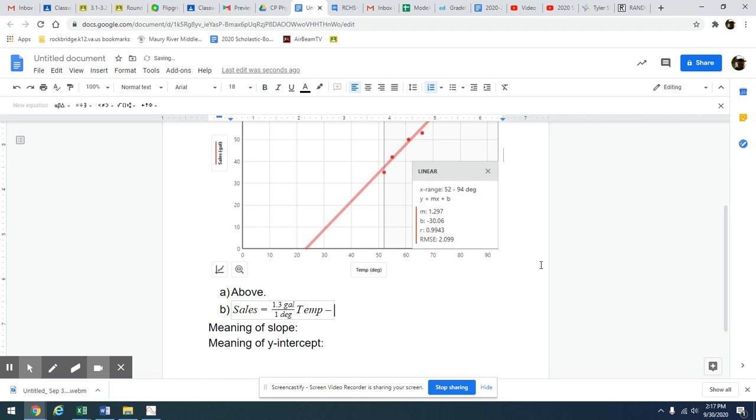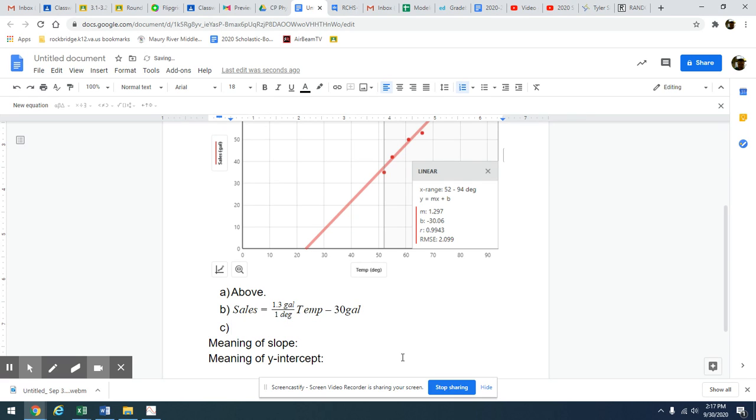Minus 30. What would the units be on the Y-intercept? Well, let's look at the Y-axis. It's gallons. So there we have it. That is a perfectly constructed equation right there.